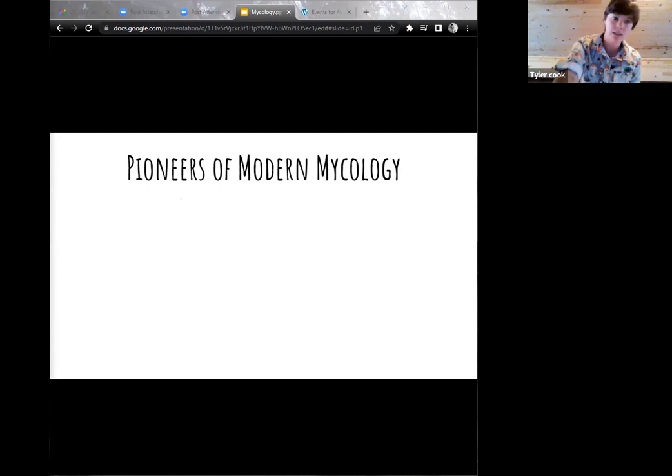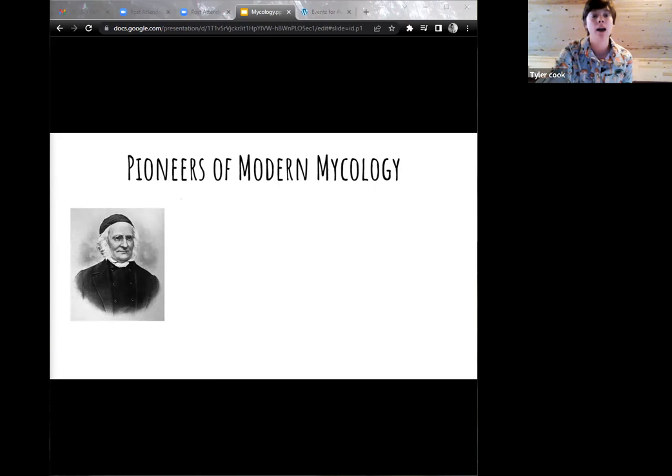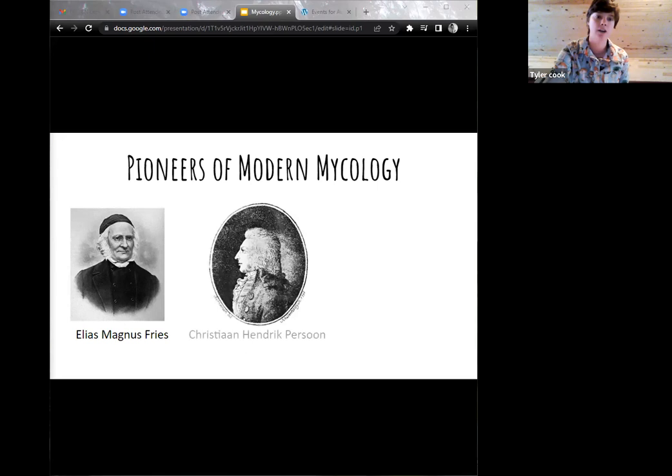Elias Magnus Fries was a Swedish mycologist and botanist, known for his work in modern taxonomy of mushrooms, and he utilized and solidified the vocabulary that we still use today to describe specimens. Next we have Christiaan Hendrik Persoon, a German mycologist born in South Africa, who published some of the early illustrations of fungi in three parts in 1790, 1791, and 1793.